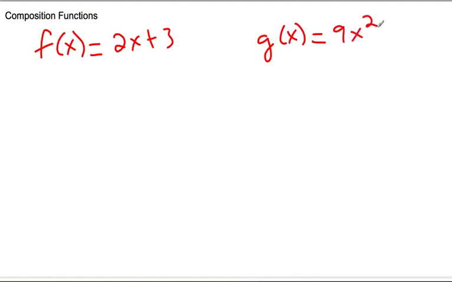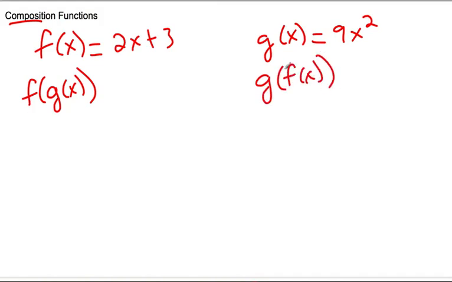9x squared. Now, when we take a composition function, we are simply putting our value of g of x in for f of x, and vice versa, our value of f of x in for g of x. I'm trying to make these parentheses a little bigger.